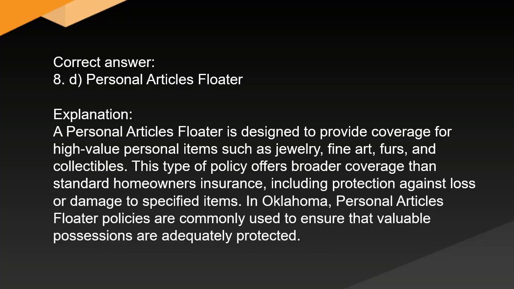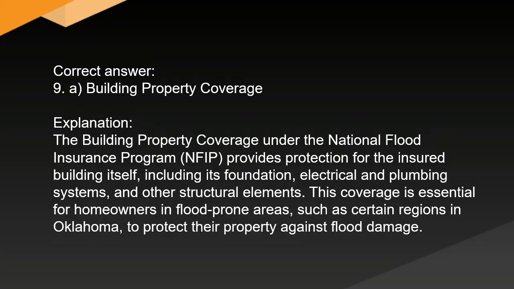Correct answer. D. Personal articles floater. Explanation. A personal articles floater is designed to provide coverage for high-value personal items such as jewelry, fine art, furs, and collectibles. This type of policy offers broader coverage than standard homeowners insurance, including protection against loss or damage to specified items. In Oklahoma, personal articles floater policies are commonly used to ensure that valuable possessions are adequately protected.